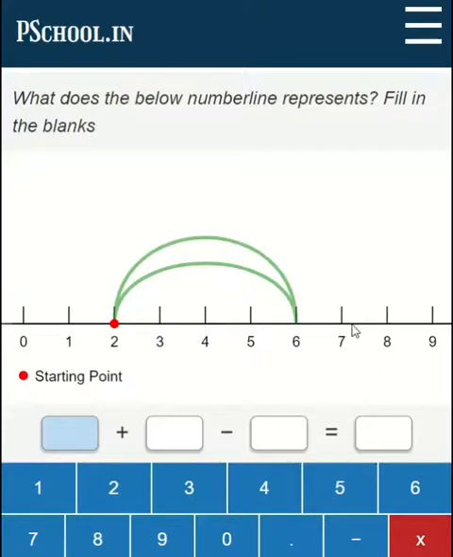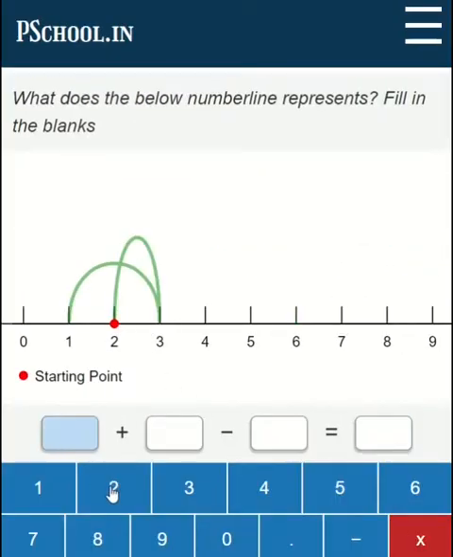Let's try something else. This looks a little tricky. First we have a starting point and we move to the right, so there is an addition, and again we move to the left, there is a subtraction. The starting point is 2 and we add 4 to it, and then we subtract 4 from it and we get 2.